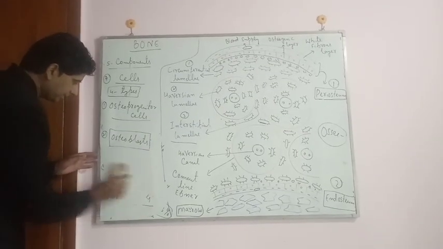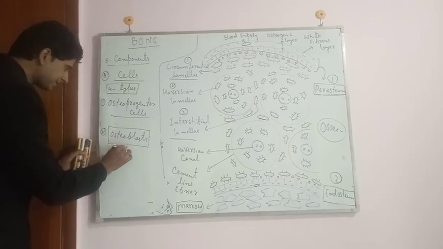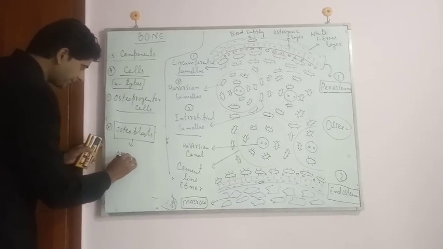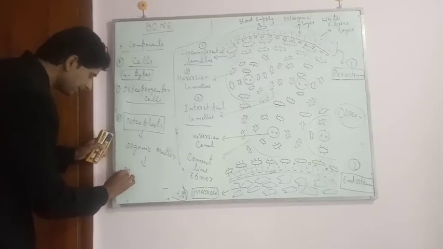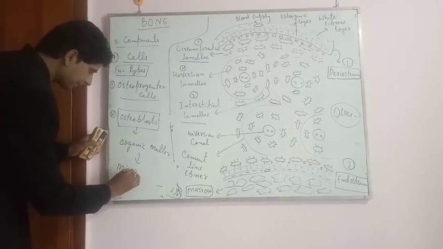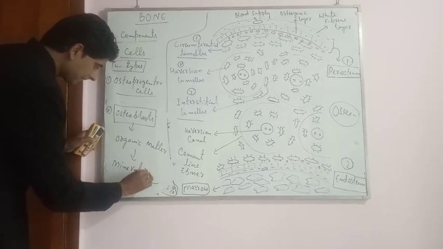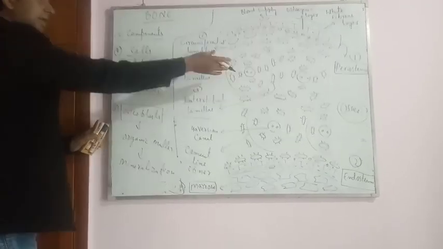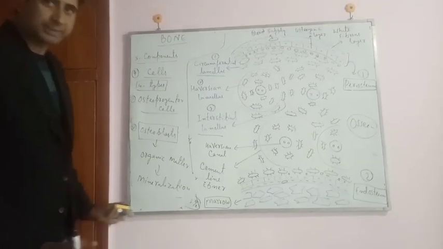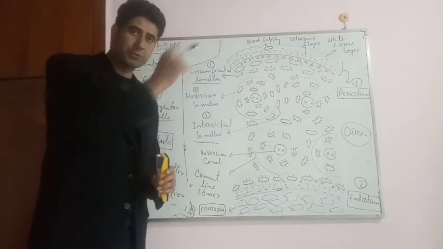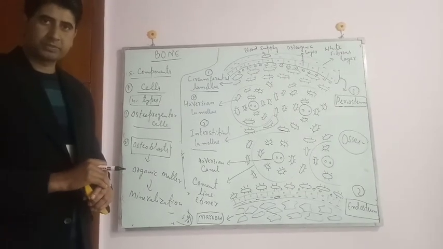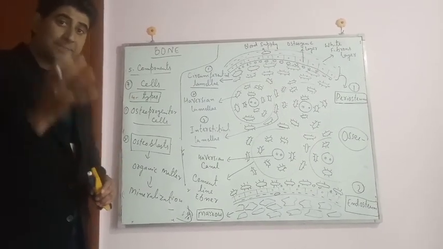And these osteoblasts initially secrete the organic matter of the matrix, and later on they help us in the mineralization of the matrix. What does that mean? First they release organic matter, just like the collagen fibers, the glycoproteins as well as the proteoglycans, and later on they help us in the mineralization.